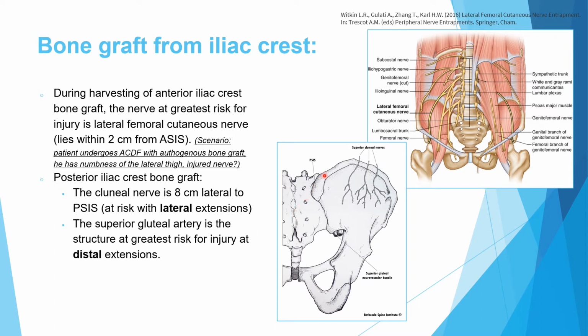If you are harvesting graft from the posterior iliac crest, which is usually in spine cases, with lateral extension, the structures at risk are the cluneal nerves, which are usually about 8 centimeters lateral to the posterior superior spine. With distal extension, the structures at risk are the superior gluteal neurovascular bundle.